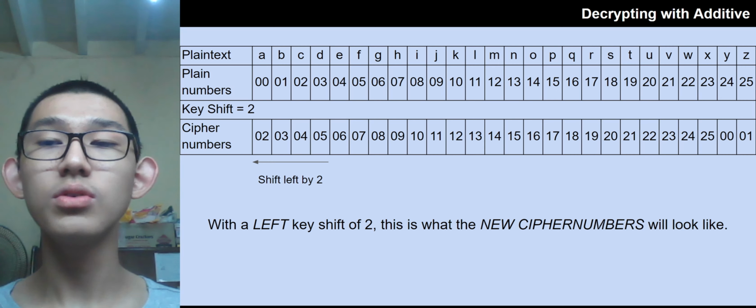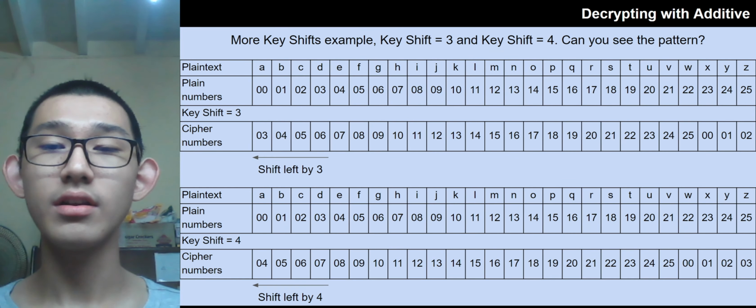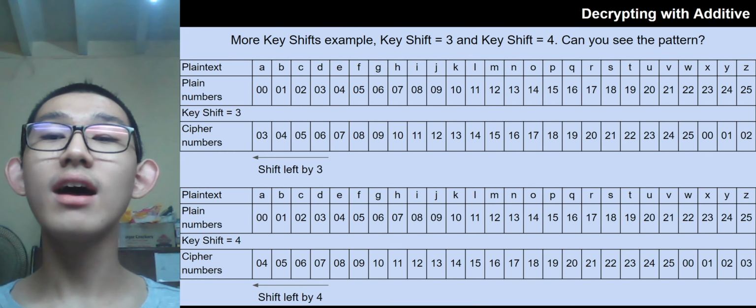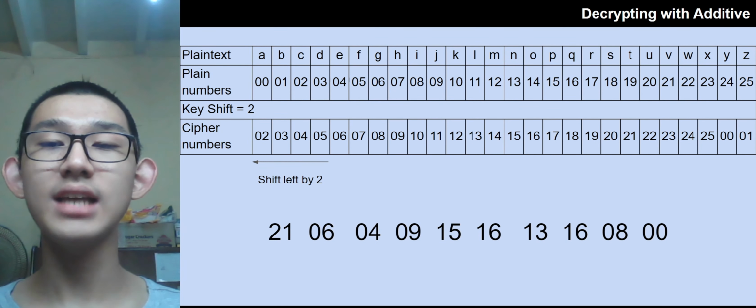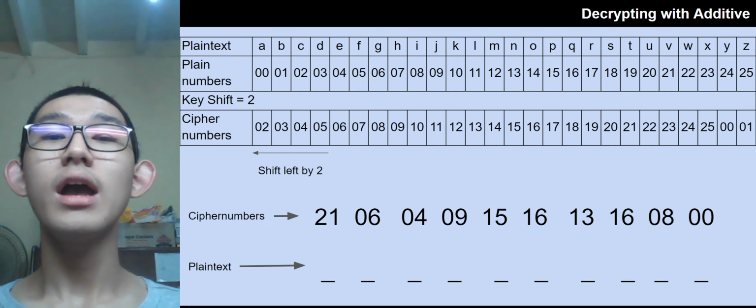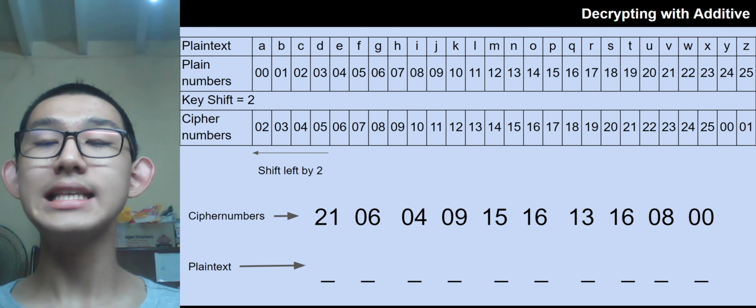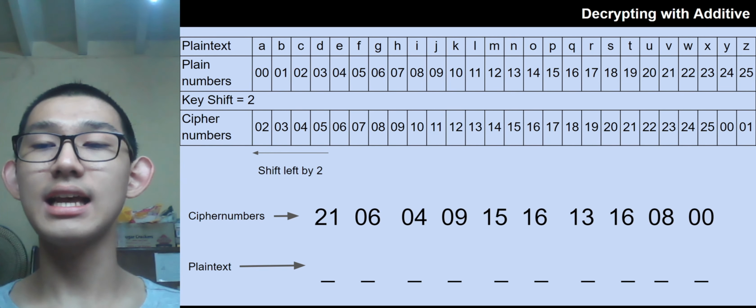With a left key shift of 2, this is what the cipher table looks like now that it has been filled out with the cipher numbers. Here are some examples of cipher tables with different key shifts. The table above has a key shift of 3 and the table below has a key shift of 4. Do you see a pattern, and more so, do you understand the concept? I hope you do, as we shall now use the cipher table with a key shift of 2 to decrypt the cipher numbers we have today, which is 21, 6, 4, 9, 15, 16, 13, 16, 8, and 0.